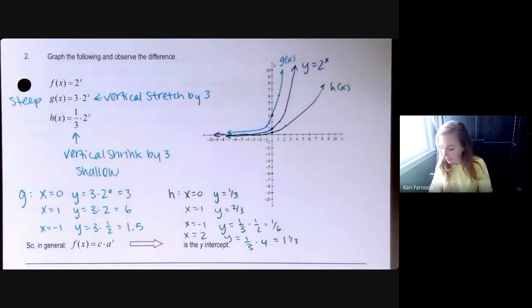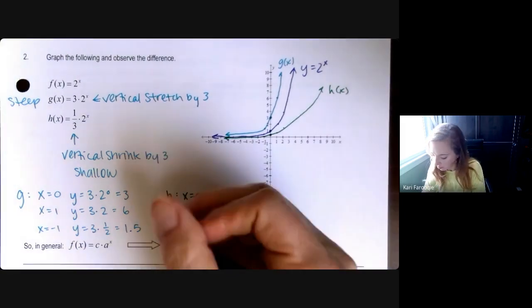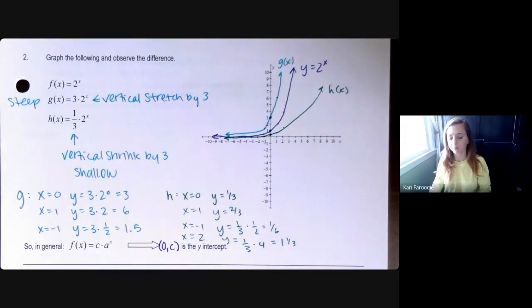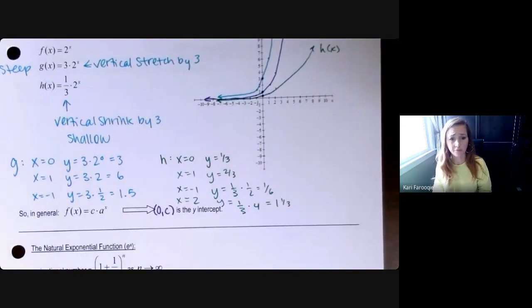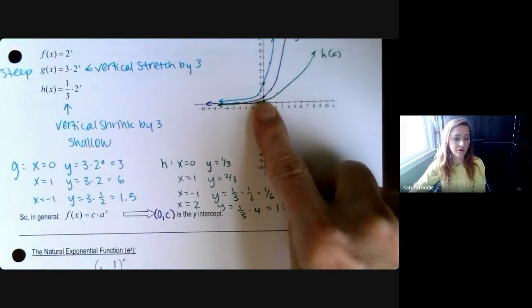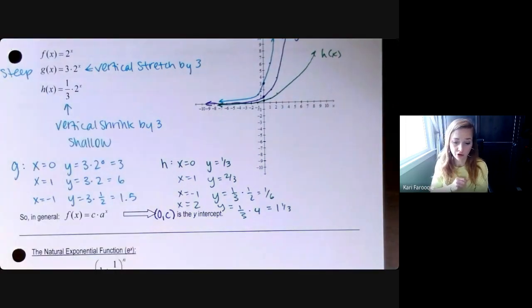In general, f of x equals c times a to the x. The point 0, c is the y-intercept. That's the takeaway. So notice how the y-intercept changed in all three of these cases, and it was all based off of what was being multiplied by your exponential function.